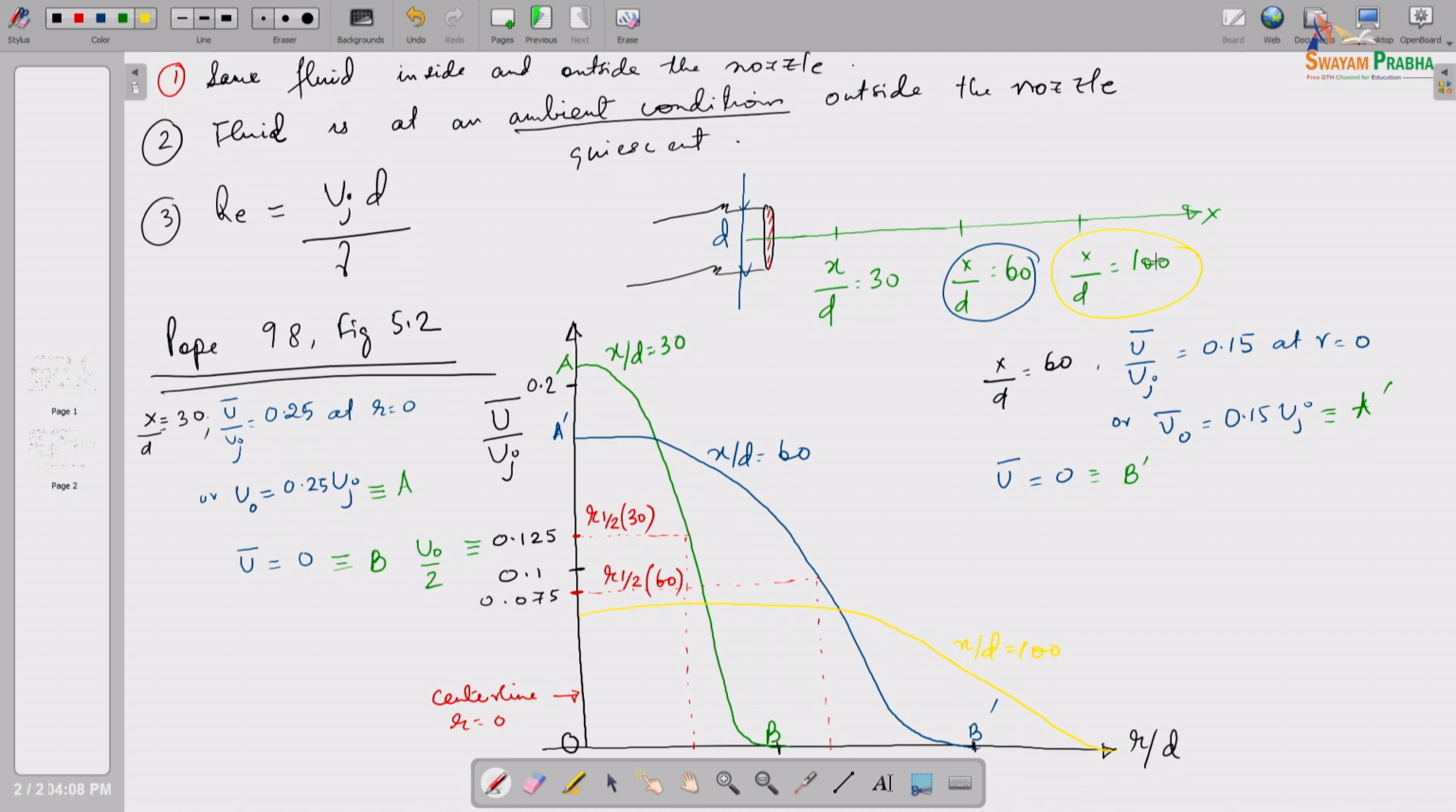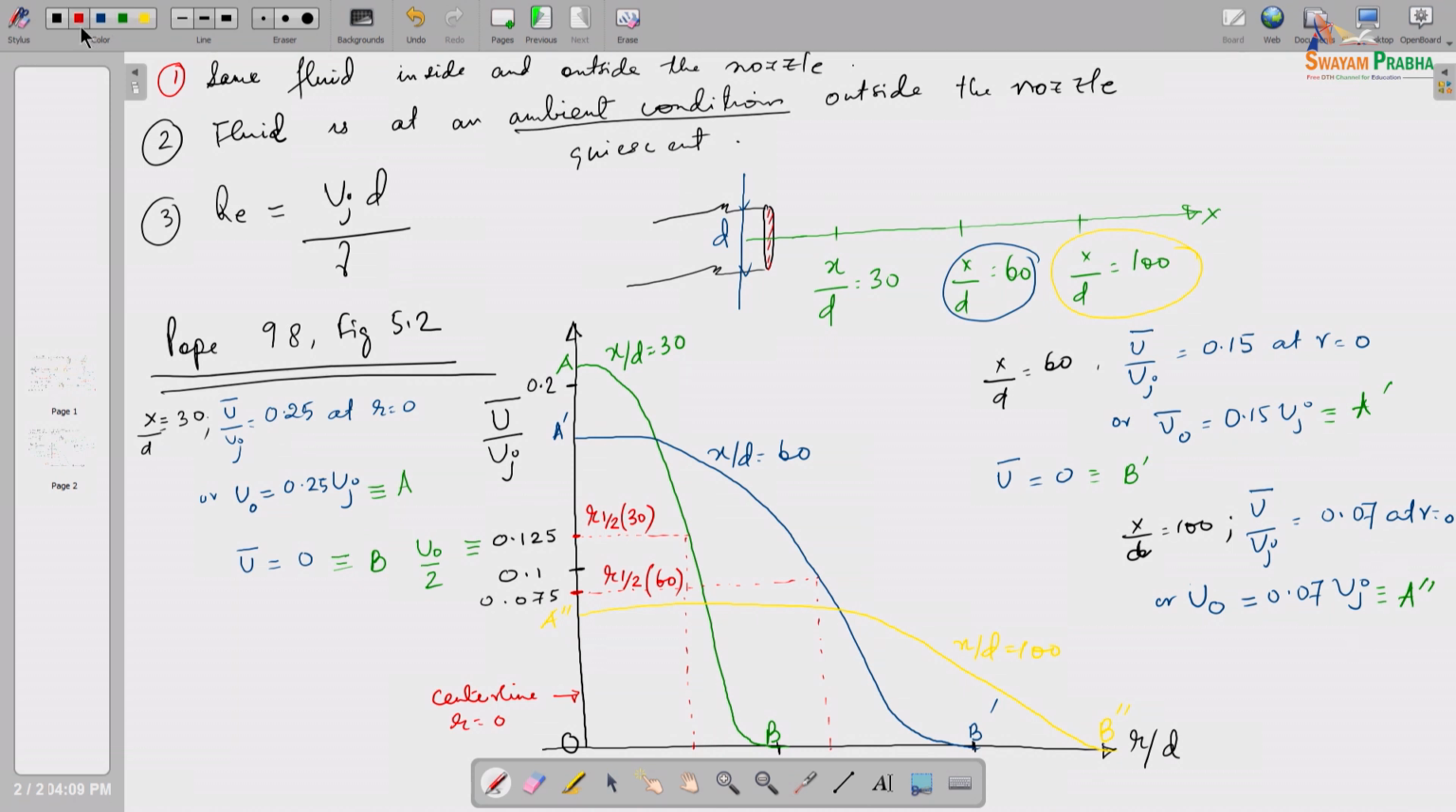So, again, what does this mean? Let us just say I am going to mark that again, okay. So, this is say b double dash, then x by d equal to 100, okay. So, what is that? u mean by uj is basically, let us just say, about 0.07 at r is equal to 0, or u mean, basically the central line velocity, is about 0.07 uj, right, and that corresponds to a double dash. Okay. So, that is my u mean.